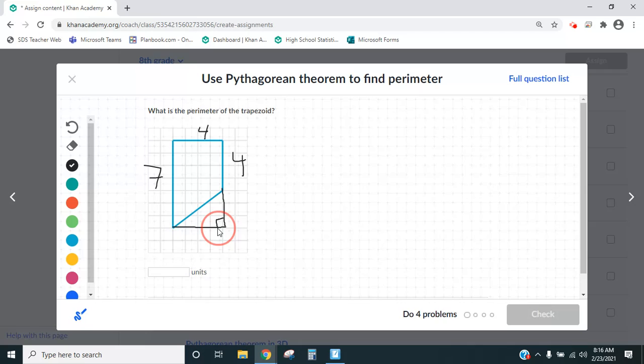And what we have just created is a right triangle. One side has a length of 4. One side has a length of 3. And we can use the Pythagorean Theorem to figure out the other side.